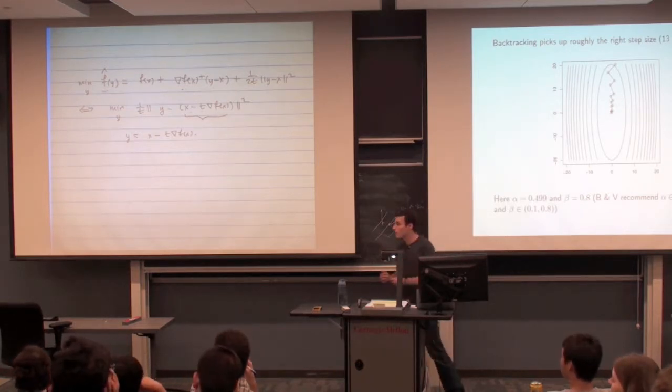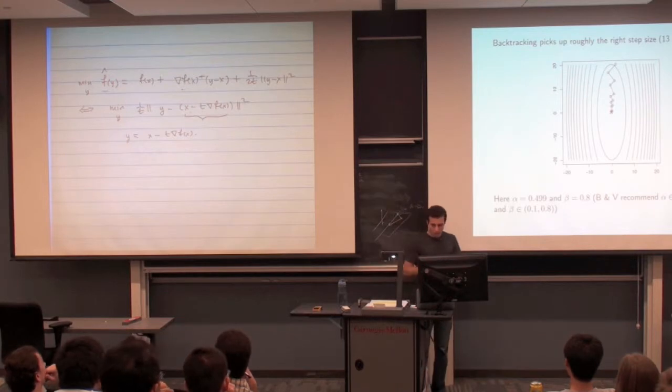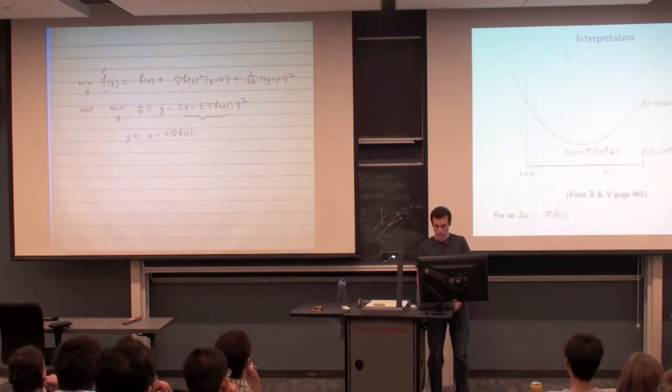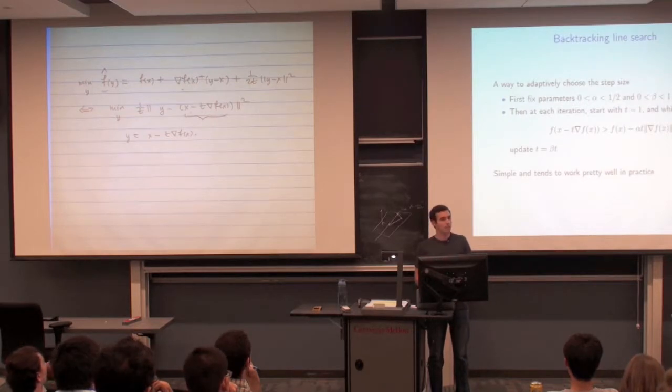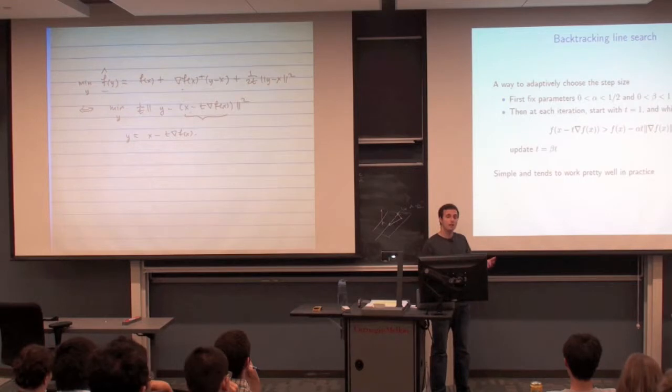Yeah? Did you count how many function evaluations you got? Yeah, that's a very good point. So Jeff asked, did I count how many function evaluations I used here? Because you can see that if I'm repeating this many times, I'm actually having to evaluate the function many times. It's computing the gradient only once, but evaluating the function many times. I didn't count how many evaluations of the function I made, but that's a good point.